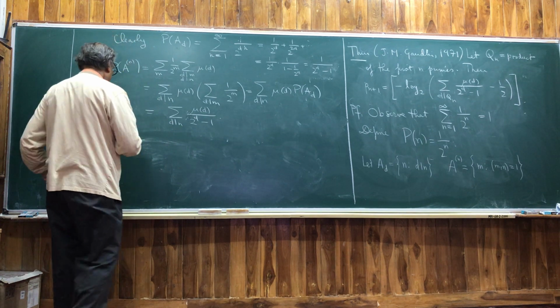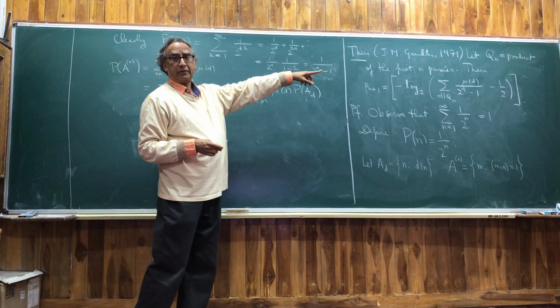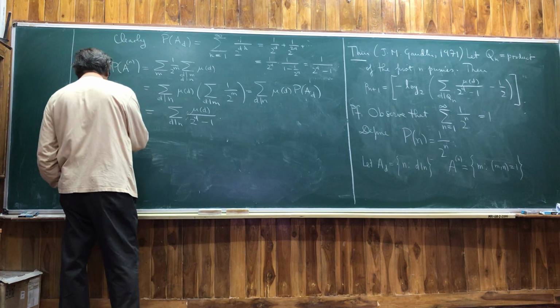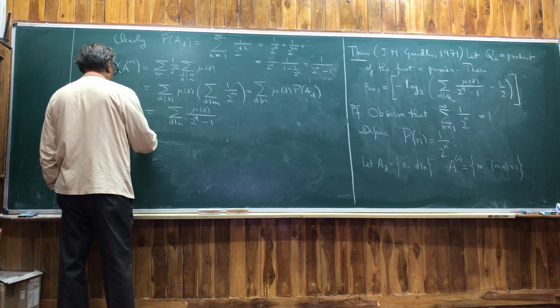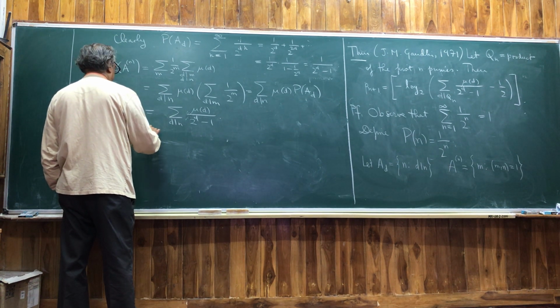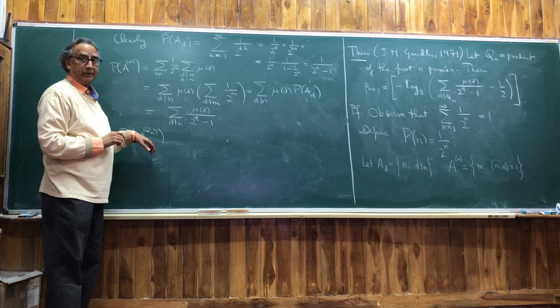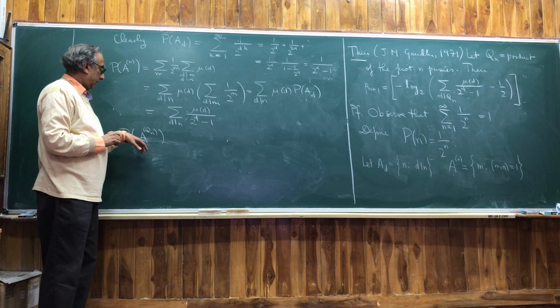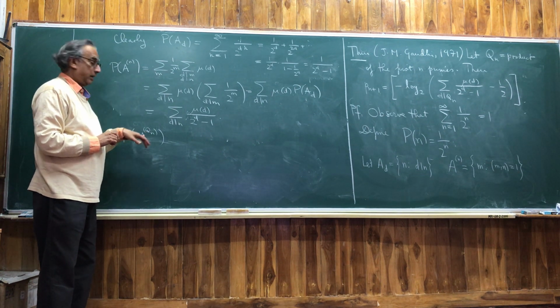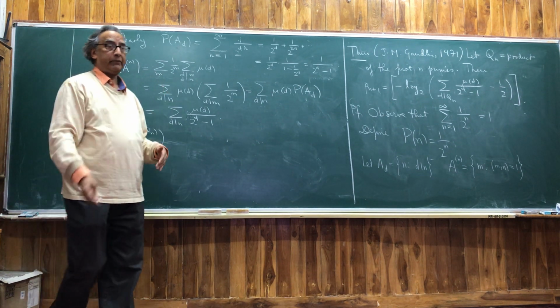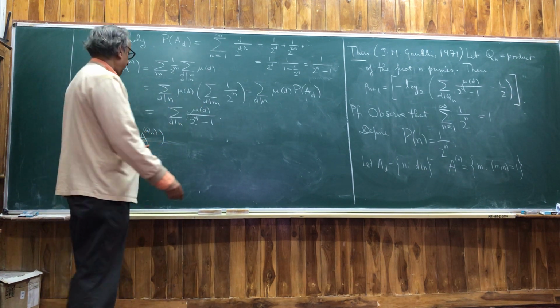So now let's see, if Q sub n is the product of the first n primes, then what do we have? Let's calculate P of A sub Q sub n, the collection of all numbers which are co-prime to Q sub n. And it's the totality of that. Well, 1 is certainly there, so it's 1/2.